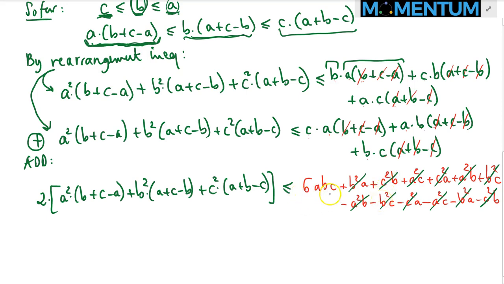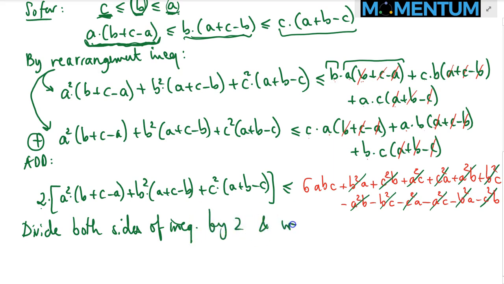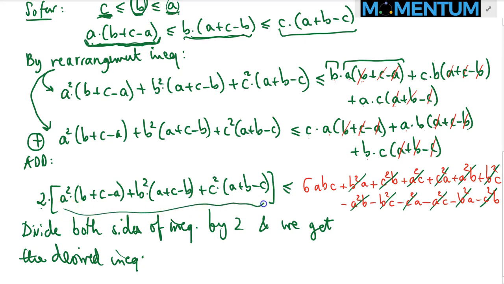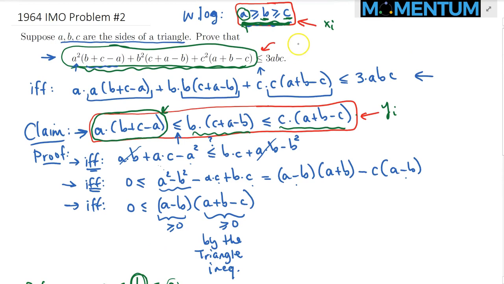We have on the right hand side 6 ABC left. We have a 2 here. We can divide both sides of the inequality by 2, and we get the desired inequality, which is obviously the left hand side without the 2, and then 3 ABC on the right hand side. And this was exactly what we wanted to show, and we're done.